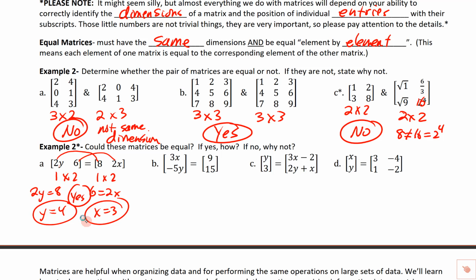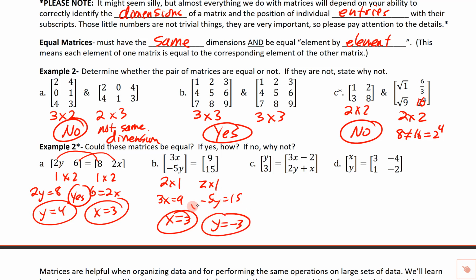If we take a look at this one, let's see. This is 2 rows, 1 column, 2 rows, 1 column. And in order for these to be equal, 3x would have to equal 9, and negative 5y would have to equal 15. So x would have to equal 3. And let's see, if we divide by negative 5, that would be negative 3. So the answer here is yes, and we'd have to have x equal to 3 and y equal to negative 3. All right, let's take a look at this one.